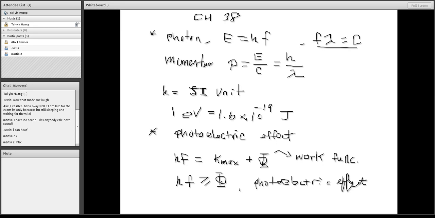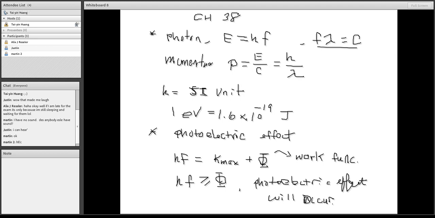Will happen or occur. Just say occur. Now, if the energy of a photon is less than the work function, which means that the photon is not energetic enough, then the photoelectric effect will not occur.